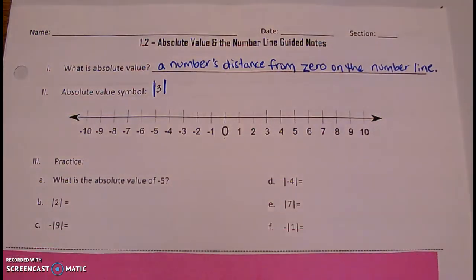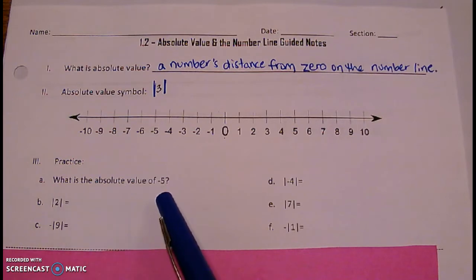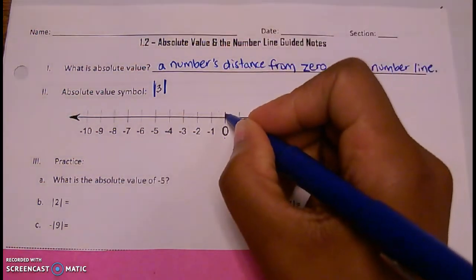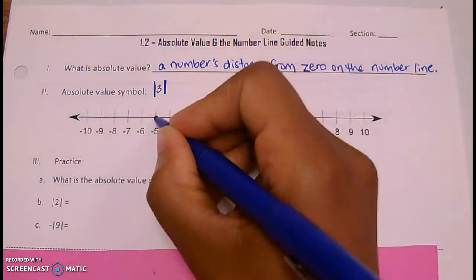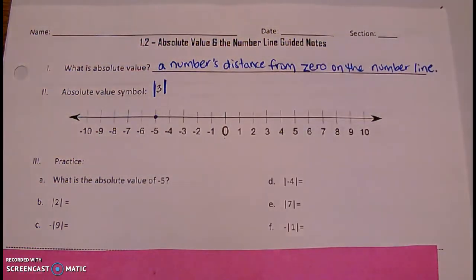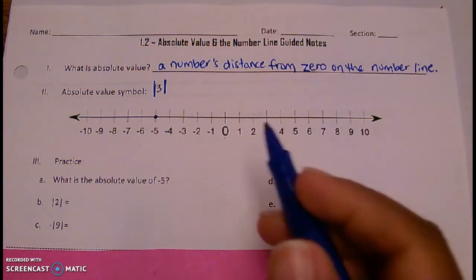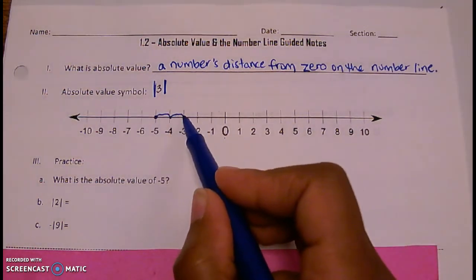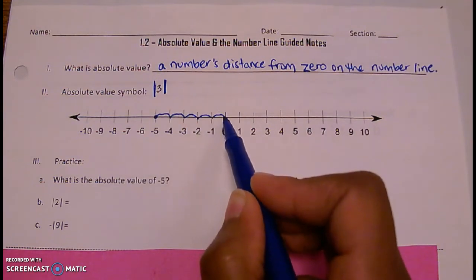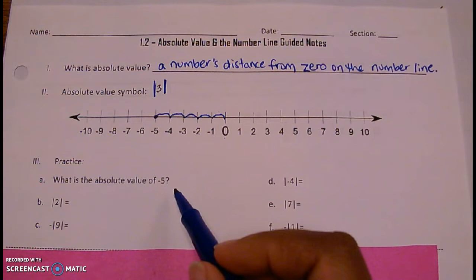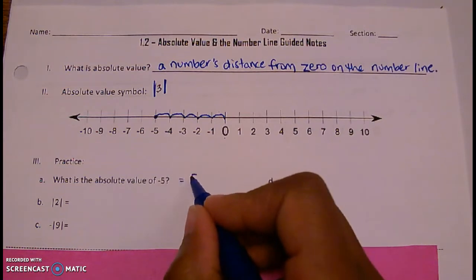Okay? So, let's do a little practice. The first question asks us, what is the absolute value of -5? Alright? So the first thing I'm going to do is find -5. Okay? Once I know where -5 is, then I'm going to trace my steps to see how many hops it takes to get to 0. So let's see. 1, 2, 3, 4, 5. So the absolute value of -5 is 5.